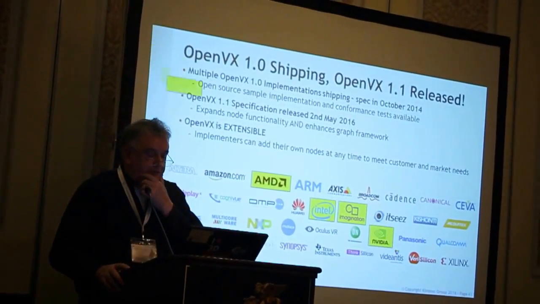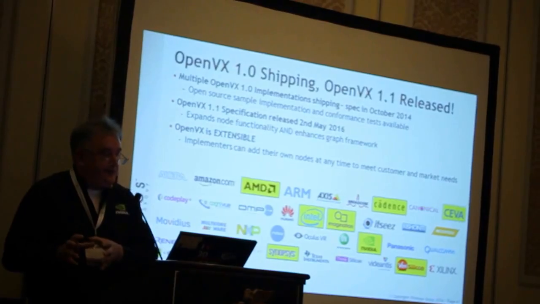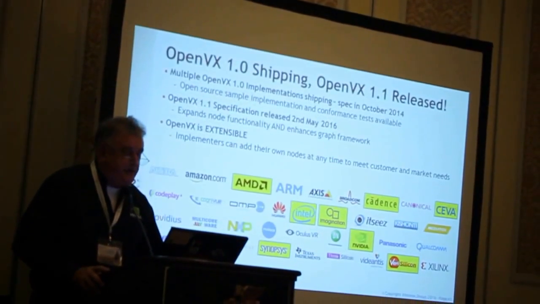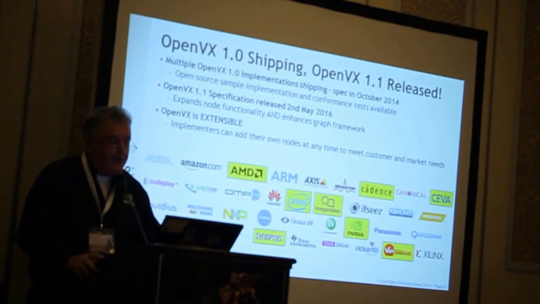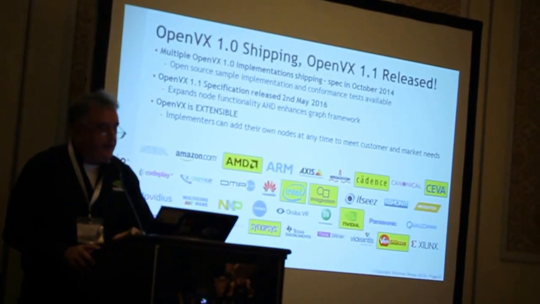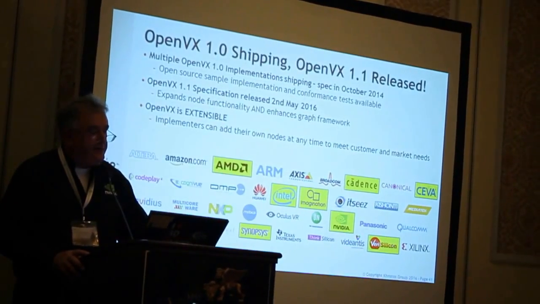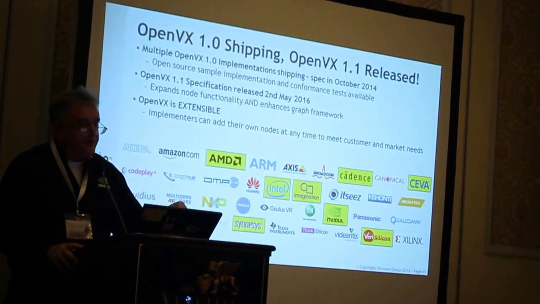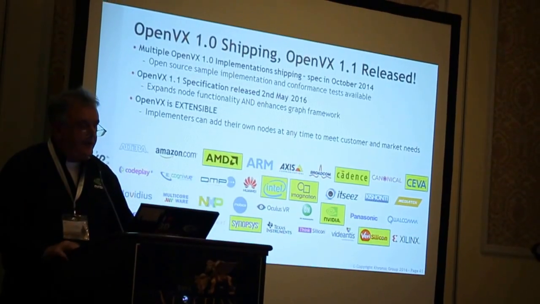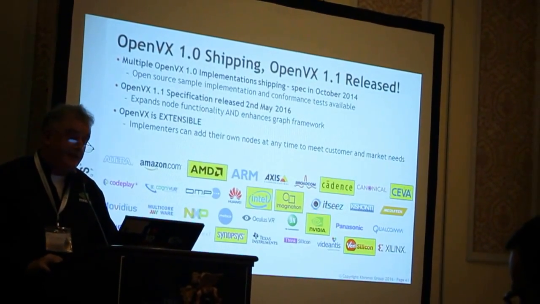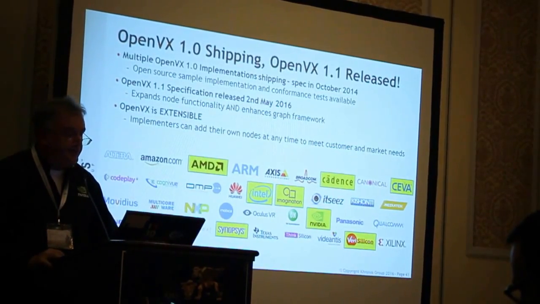So where is OpenVX shipping in production devices? The yellow blocks are the companies that are shipping OpenVX. These are all shipping OpenVX 1.0. The OpenVX 1.1 spec that provides more nodes, more Lego blocks, and better ways of clipping them together. That specification was released in May, just a few months ago, and the implementations will be coming soon.